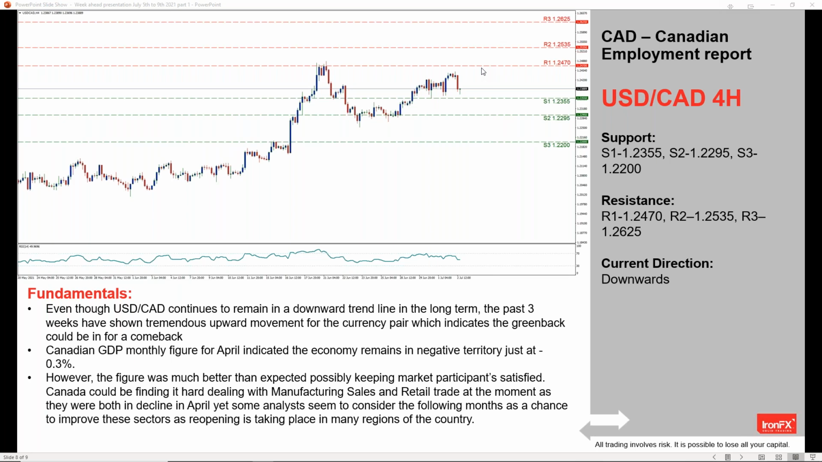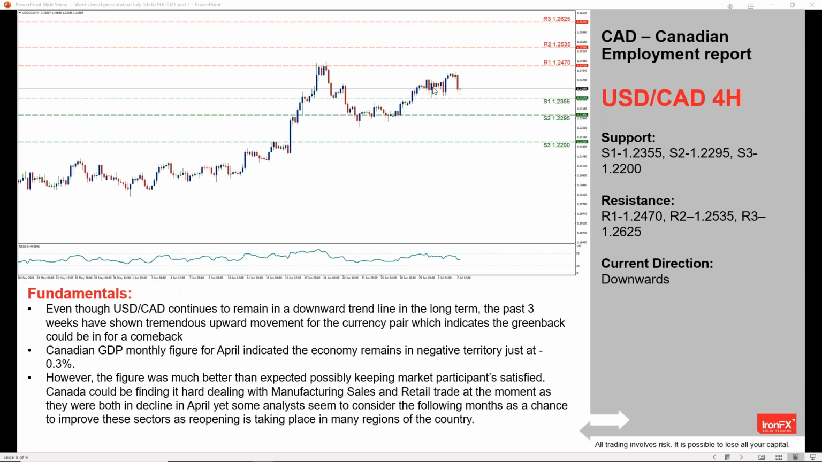For the CAD followers, the Canadian employment report for June is to be released on the 9th of July, and it stands out and could be very interesting. Now, in terms of what we see from our technical analysis, we consider the R1 124.70 a good test for the bulls. It was tested, but it hasn't been breached yet.